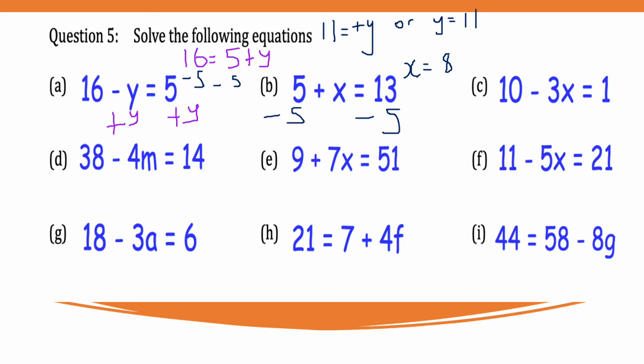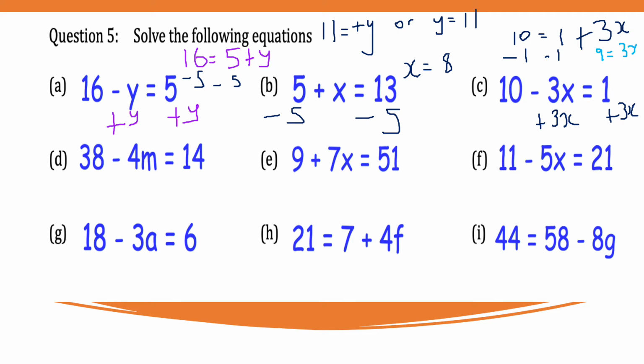Now, there are one or two ways I can do this. I'm going to add 3x to both sides because I always want to have a positive letter on one side, if that makes sense. So I get 10 is equal to 1 plus 3x, or 10 equals 3x plus 1, either way is fine. I'm now going to subtract 1 on both sides. 10 take away 1 is 9, so 9 is equal to 3x.